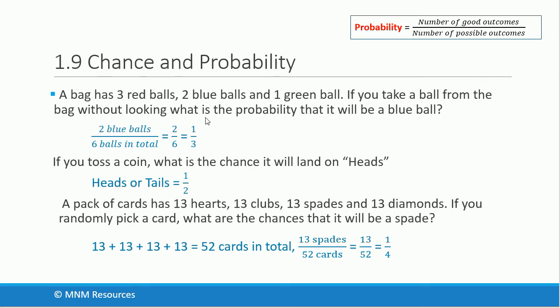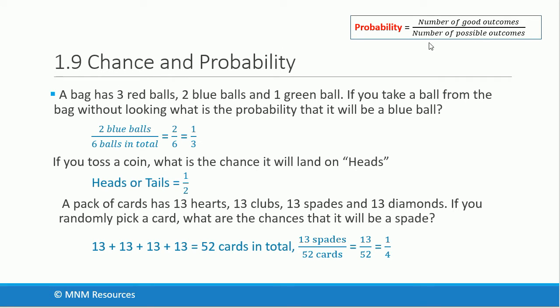So to fill this in, what is the number of possible outcomes? Since there are 3 red balls, 2 blue balls and 1 green ball, and if you take a ball out, the chances of you taking any ball out, you will have 3 plus 2 plus 1, a total of 6 possible balls that you can get.